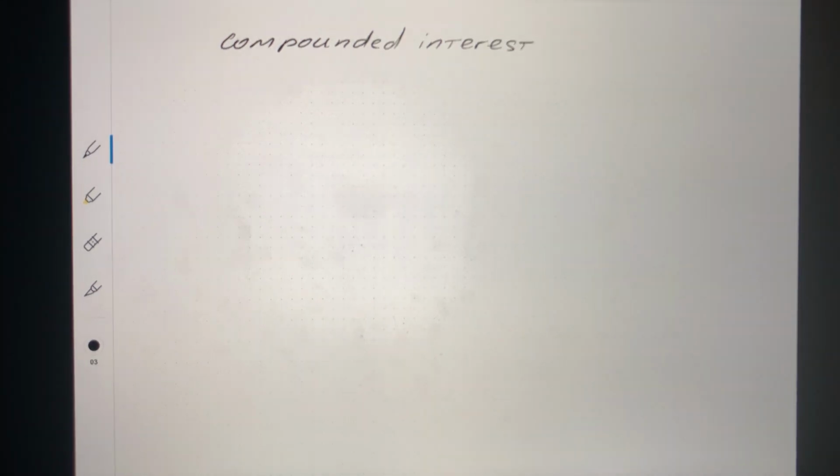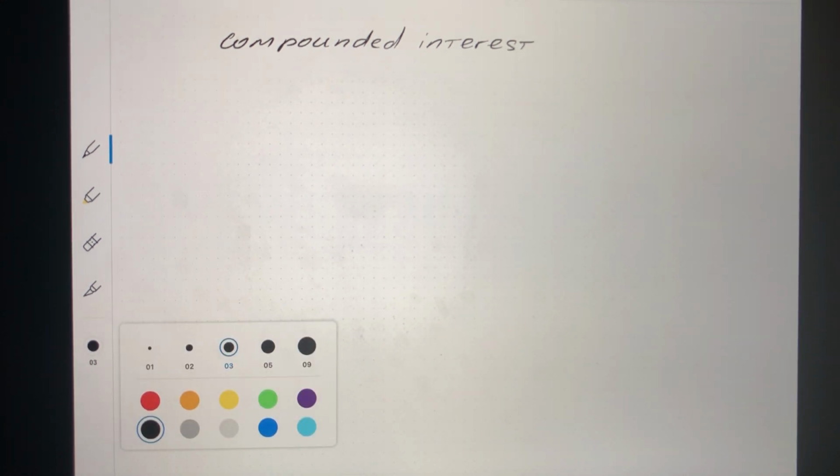Hello, in this video, let's talk about compound interest. It's an example of exponential growth and it often happens in finance. So let's suppose that we have $10,000 and we can get 10% annual interest, which means at the end of 1 year, we're going to get all of our principal plus the 10% interest, which is $1,000. So at the end of 1 year, we're going to get $11,000.